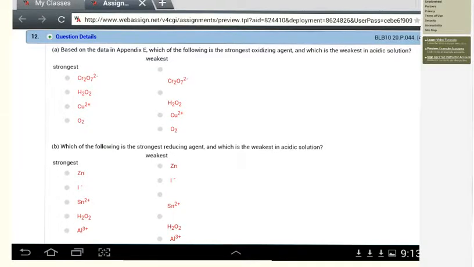Let's look at number 12. Number 12 says, based on Appendix E, which I believe is the standard reduction potential table, which of these is the strongest oxidizing agent, and which is the weakest?